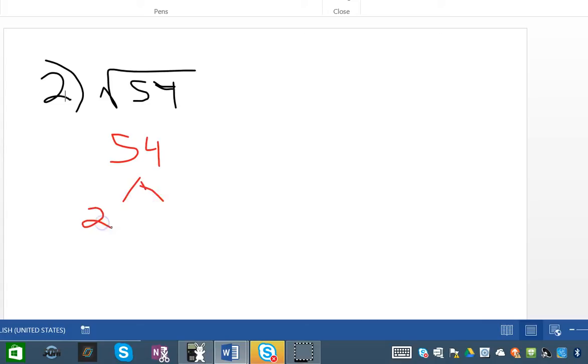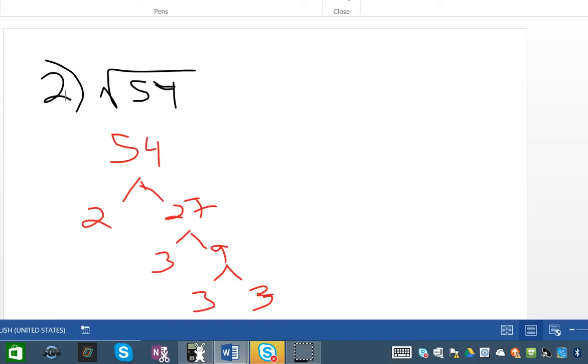2 times 27 gives me 54. 2 is a prime number, so I can't really factor it out anymore. 27, however, I can factor. 3 times 9 gives me 27. 3 is a prime number. I can't factor that anymore. But 9, I can factor into 3 times 3, because 3 times 3 gives me 9.